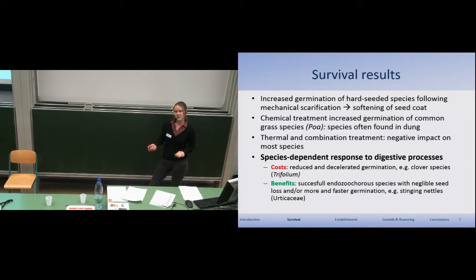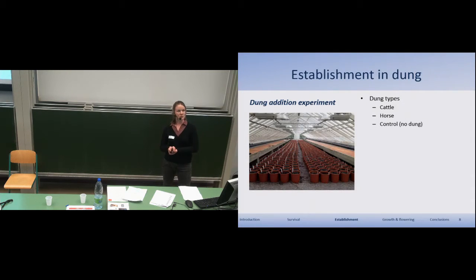So we found, for example, species which experienced high costs. For example, clover species germinated slower and less, while stinging nettles, for example, are very successful endozoochory species because they germinated even better after those treatments. So what goes next once seeds are deposited in dung?